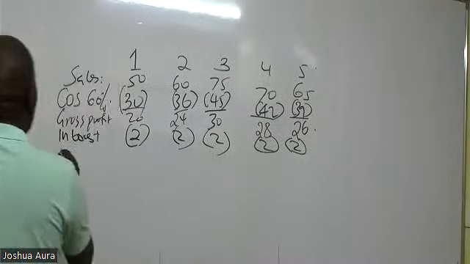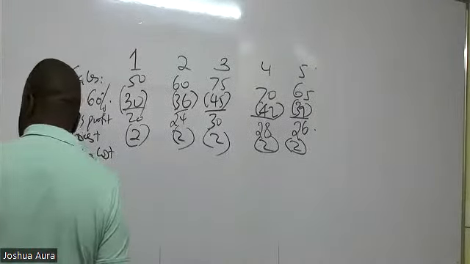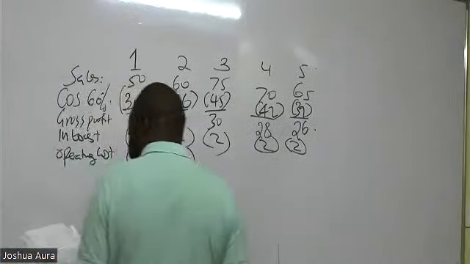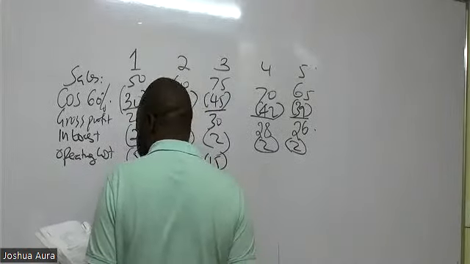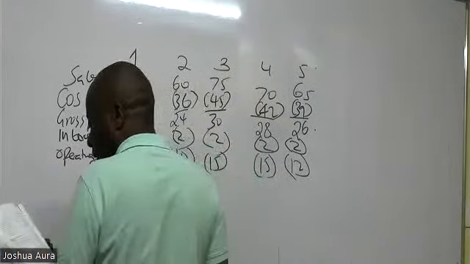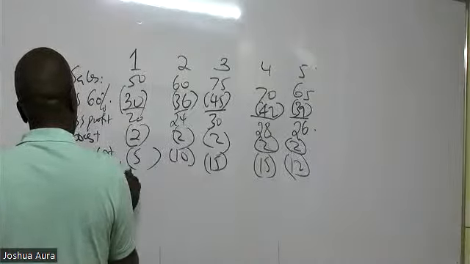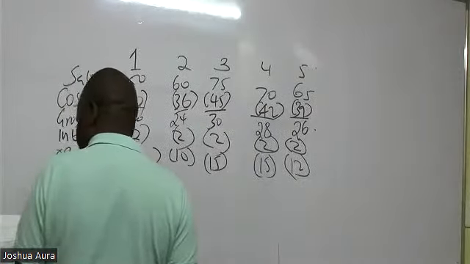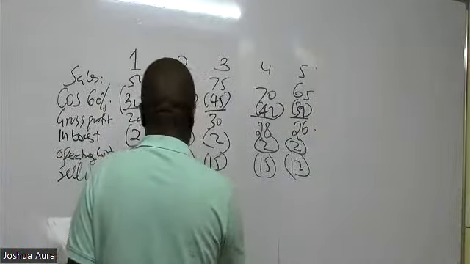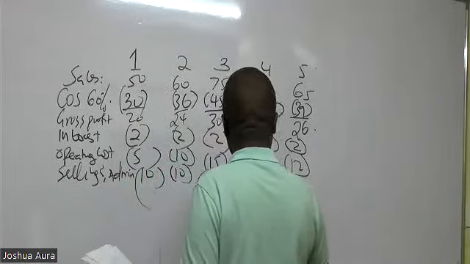And then now we have the other costs, like operating costs. So operating cost, we're given a figure of 5, 10, 15, 12. And then lastly, we have the selling and administration costs. Selling and administration cost, we have 10, 10, 8, 9, and then we have got 11, like that.